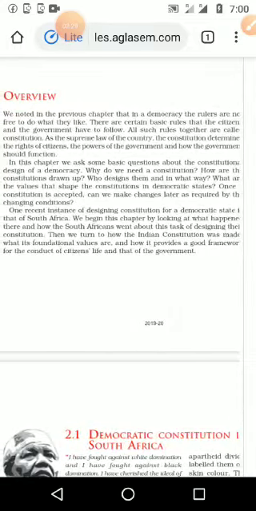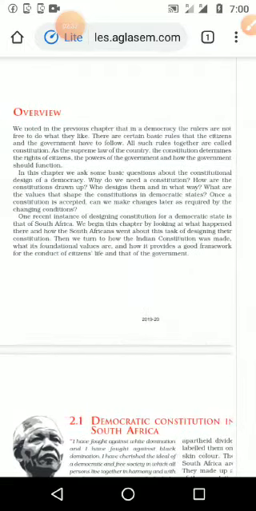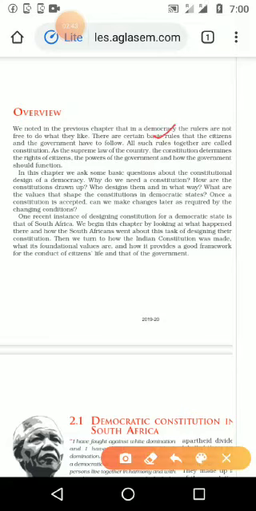Okay, then overview. We noted the previous chapter that in the democracy the rulers are not free to do what they like. When we have seen that one, the rulers means our own representative, and they can't do all things they want, and therefore certain basic rules, please underline that one, basic rules that the citizens and the government have to follow. Not only the citizen, the government as well as citizen want to follow what? Some of the basic rules.